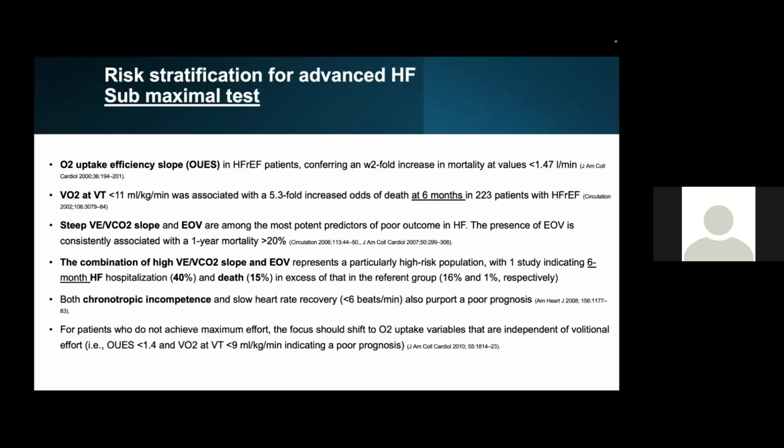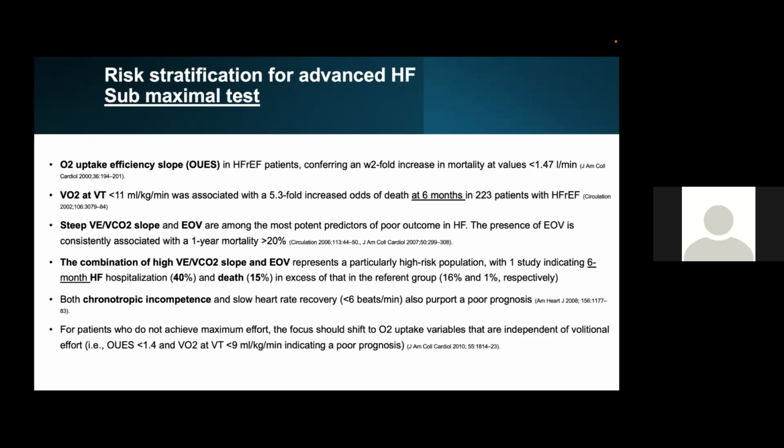Also, they mentioned in this article very important parameters that we can use if the patient doesn't reach the maximum effort of the test. So if the patient doesn't reach it, or we know a patient cannot do the maximum exercise, that doesn't mean the CPET is not helpful. It's very helpful, and I will show you many studies that confirm that by many parameters.